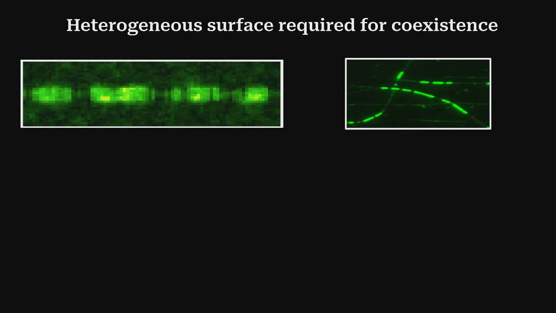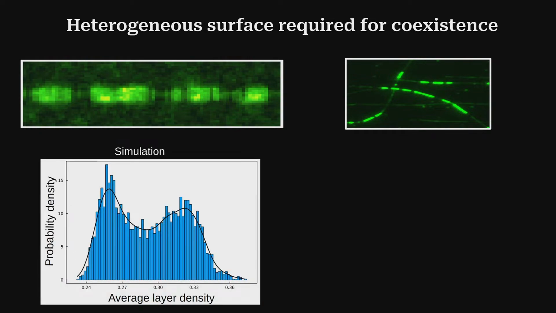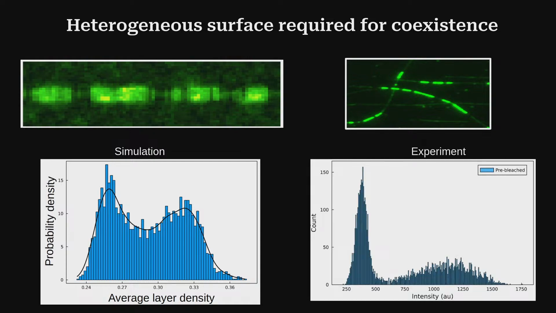And here also, if you make a histogram of the density along the microtubule, you see a bimodal distribution, which is again qualitatively similar to what we see in experiments. So this hints that the surface has to be heterogeneous.